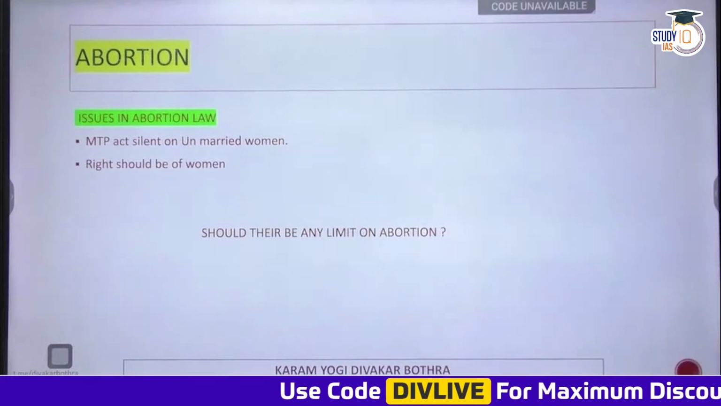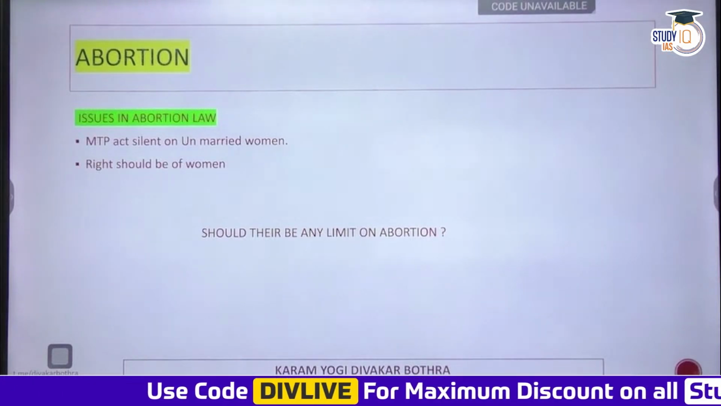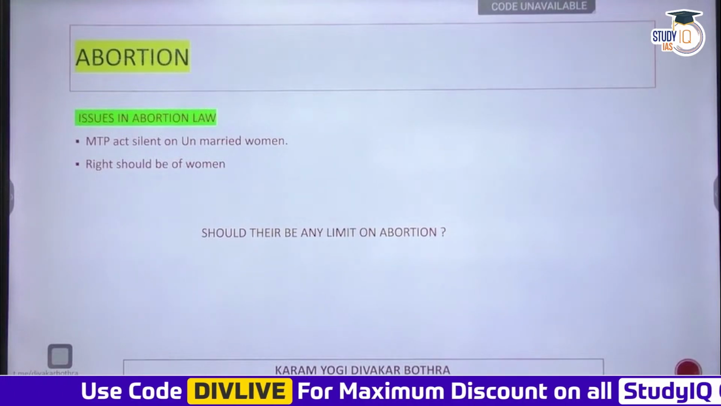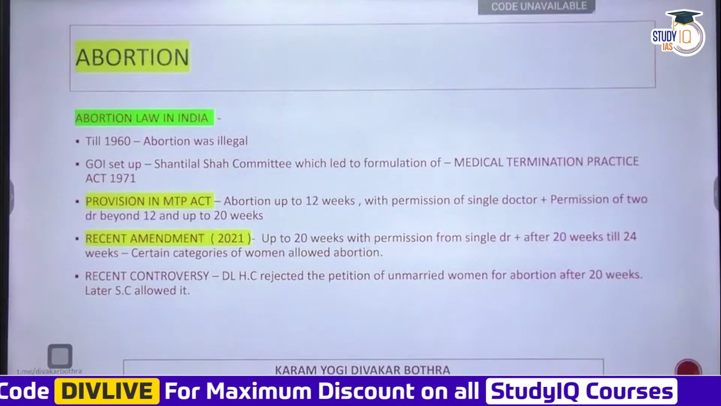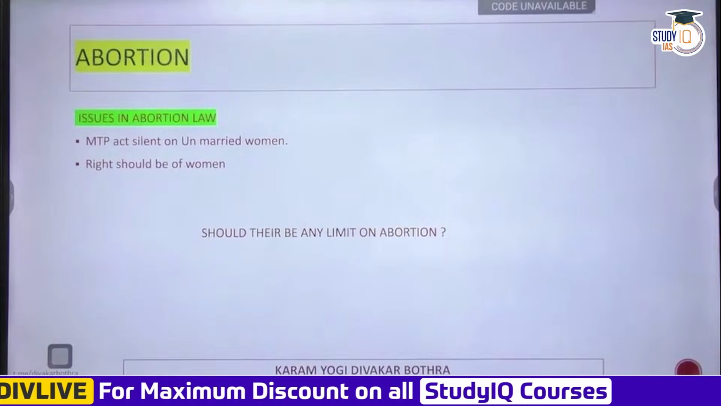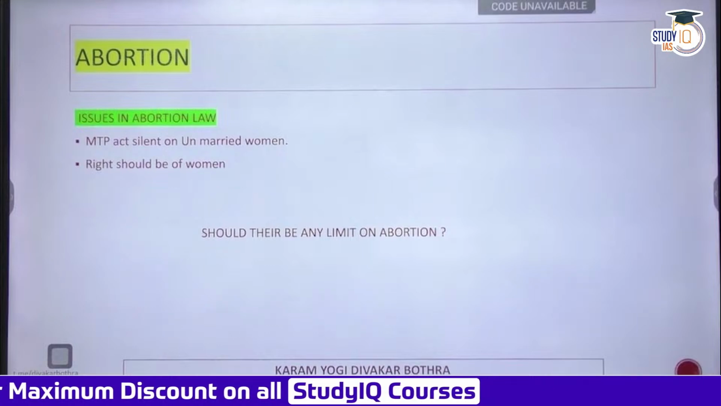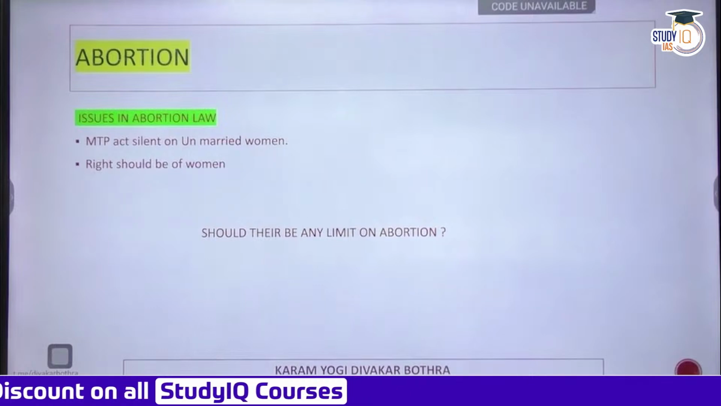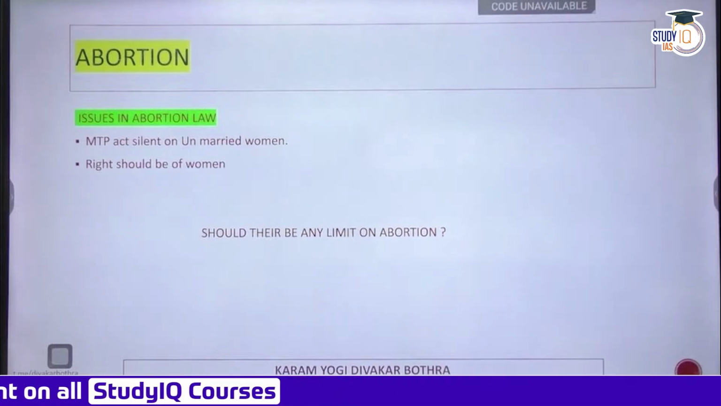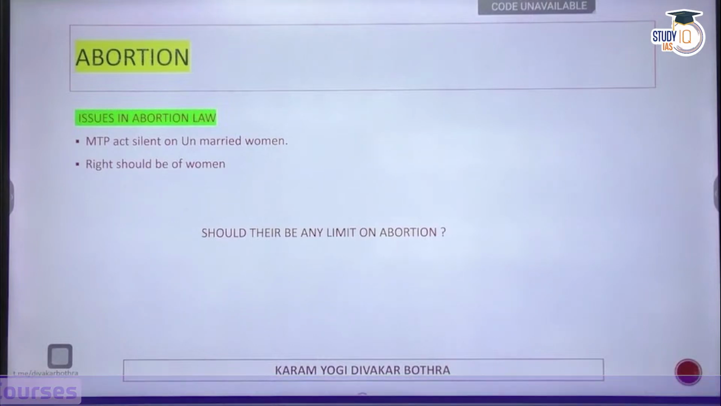Right should be of women. There are 2 issues which are present. One, the married and unmarried distinction should be taken care of. Second, many times women have to abort a child by taking permission of expert opinion, doctors, and so on. People today are demanding that no, it should be the woman herself who should be deciding whether she wants to give birth to a child or not. And they are today demanding that there should be no limit on abortions, 24 weeks, 20 weeks. No, whenever a woman wants to abort a child, she should be given the freedom to abort a child.